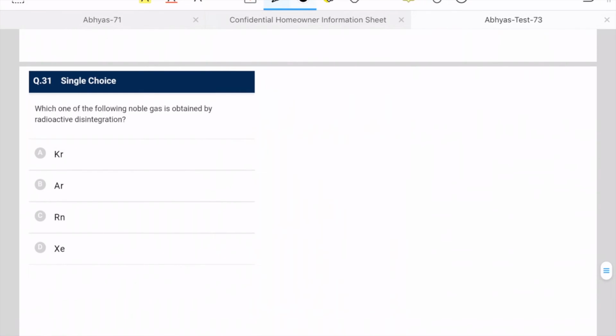Which one of the following noble gases is obtained by radioactive disintegration? This is a very easy question. Radon is the correct option. Radon is the only radioactive element in this list. So this is the correct option. We'll go to the next question.